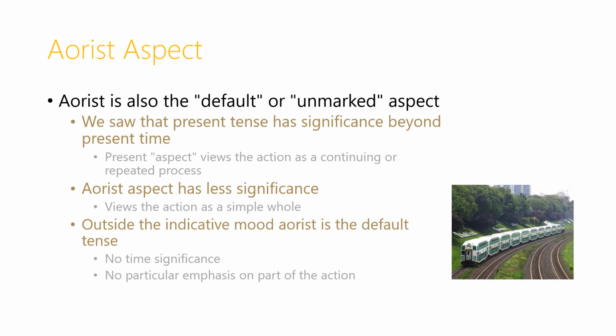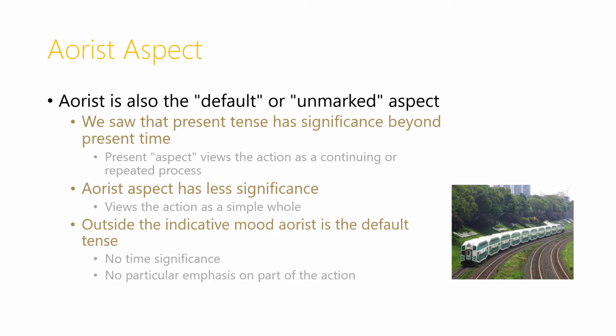The aorist is also the default or unmarked aspect. If you remember, we saw that present tense has a significance beyond just indicating present time. The present aspect is our view on the action when we're looking at the action as a continuing or repeated process. Aorist aspect has less significance, really. It views the action as a simple whole.